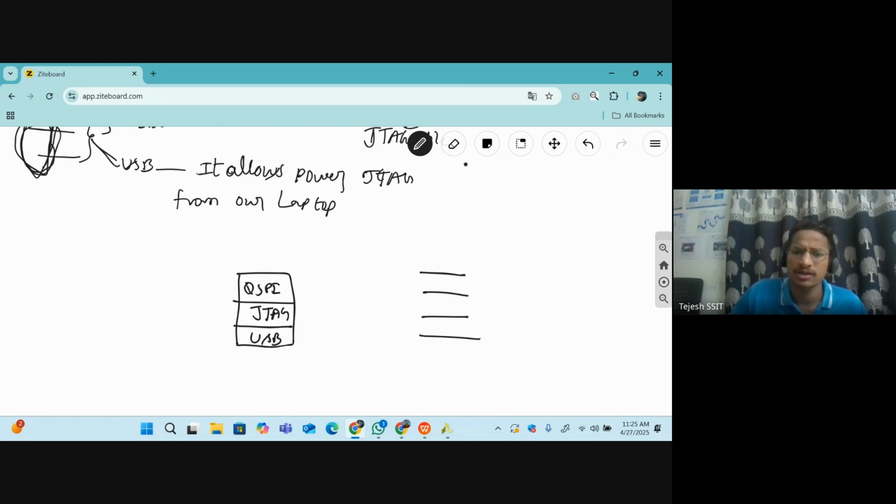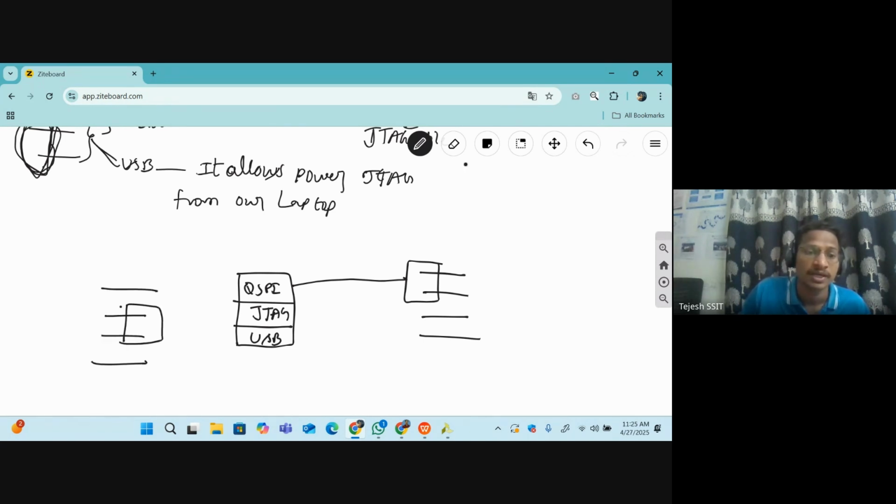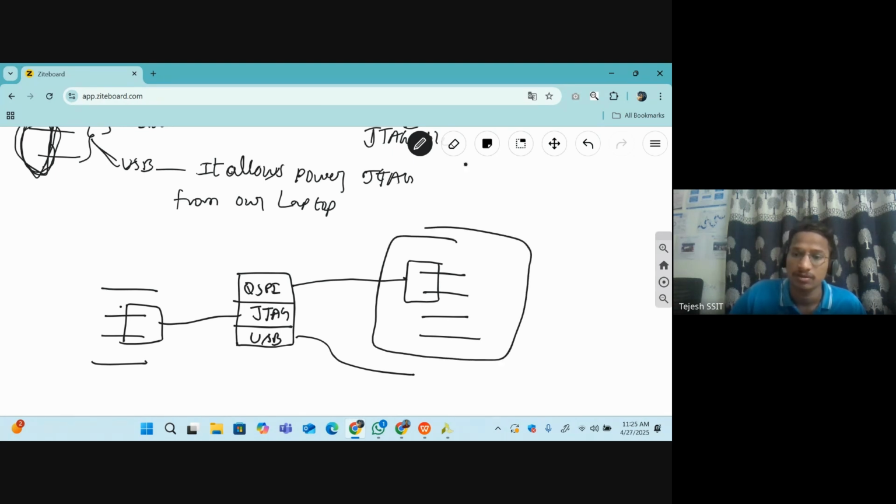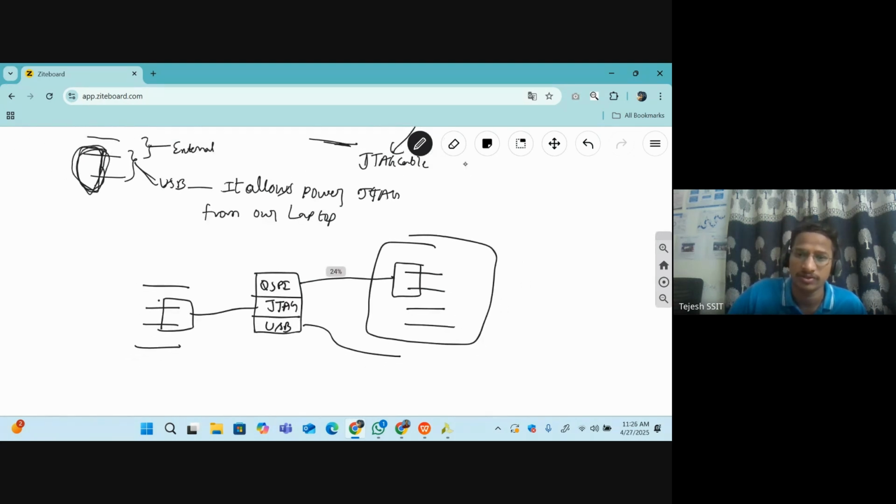Sir, why is there a 4-pin header here, but here there are 2 pins, and there is a jumper? See, you can connect this one. It is for QSPI. Here you can choose the middle one with the jumper. Here they can allow the JTAG. Okay, I will wait a minute.